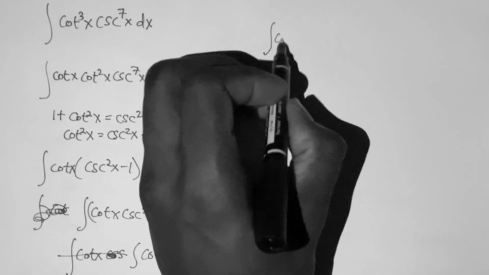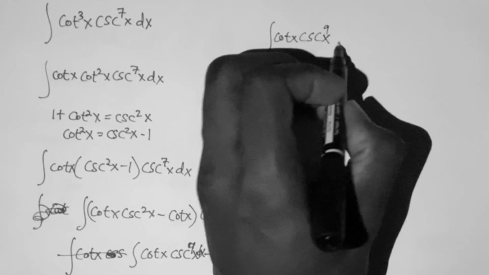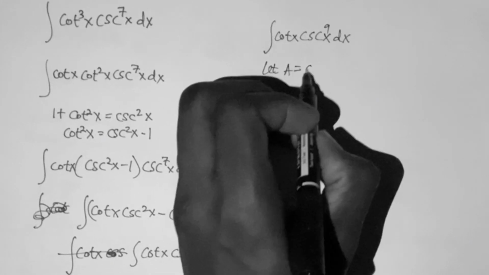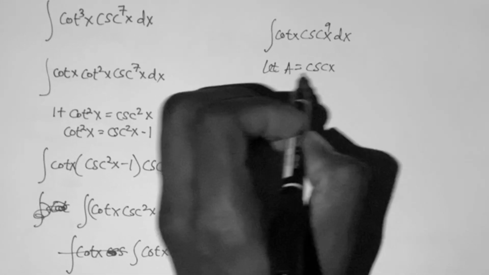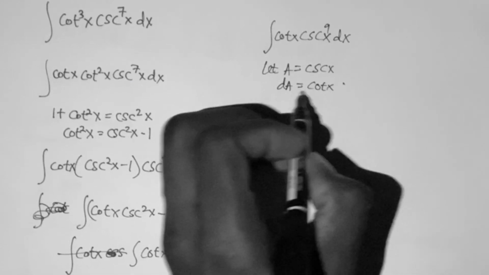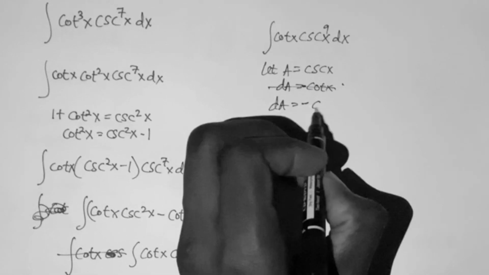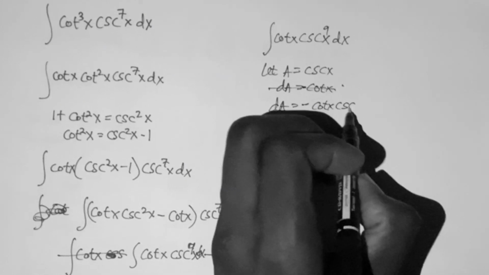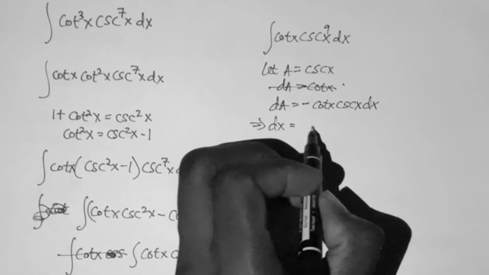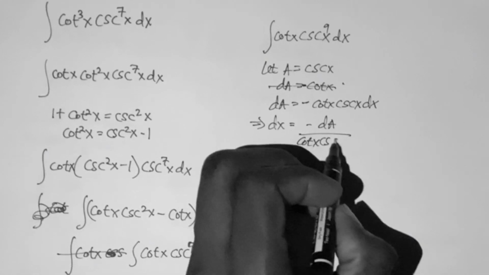So what is the integral of cot x cosec x exponent 9 dx? Let a be equal to cosec x. dA is equal to, there's a minus here, if you differentiate cosec x, you get minus cot x cosec x dx. So this implies that dx is equal to minus dA divided by cot x cosec x.